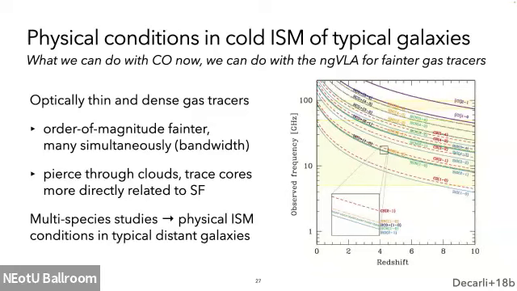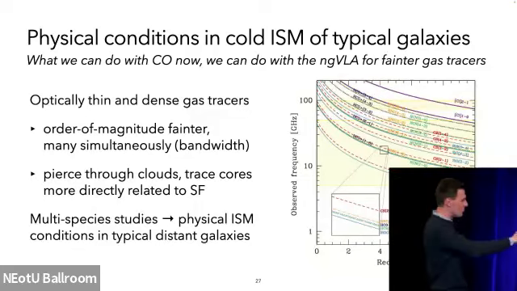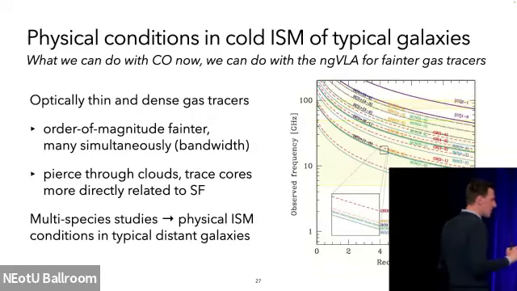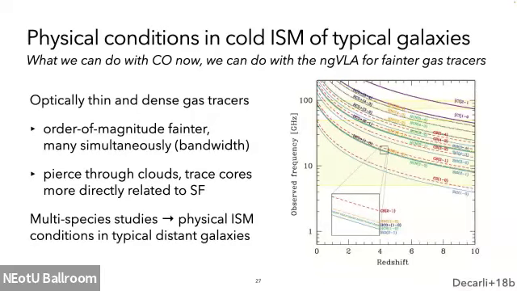Which means that if you do a single pointing on a galaxy, and I'm showing you here just a subset of dense gas tracers as they move through the NGVLA frequency windows, you'll get a lot of lines in a single NGVLA exposure, which will really enable us to start characterizing the gas phase and the physical conditions in the ISM of typical galaxies at cosmic noon in much more detail, which I think is extremely exciting and also very important in order to understand the physics here.